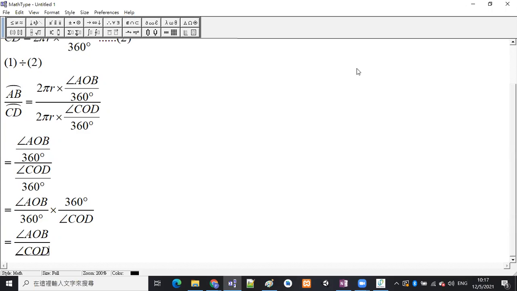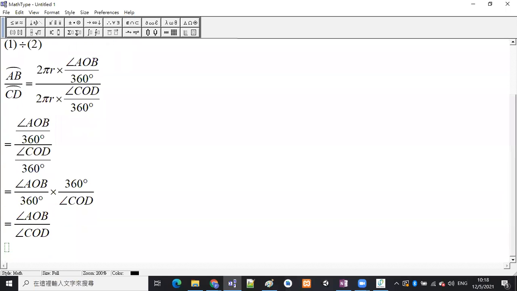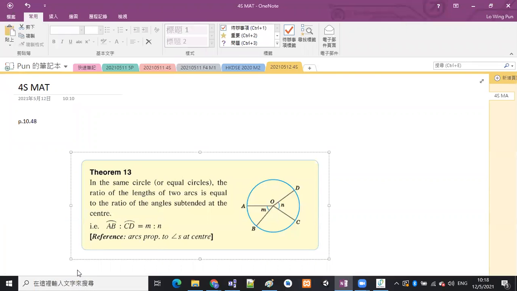Can you see this? We have successfully proved that arc AB over arc CD is equal to angle AOB over angle COD, which means that their ratios are equal. The ratio of arc AB to arc CD is equal to the ratio of angle AOB to angle COD. Because the fractions are equal, therefore the ratios will be equal to each other. So that is the proof.